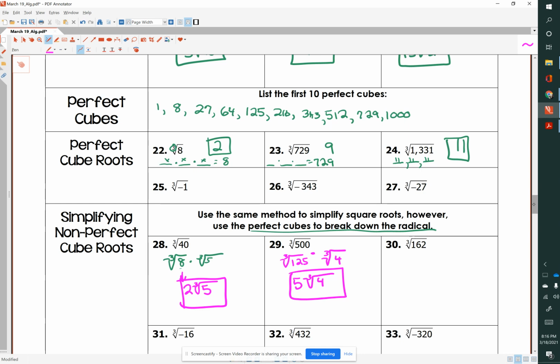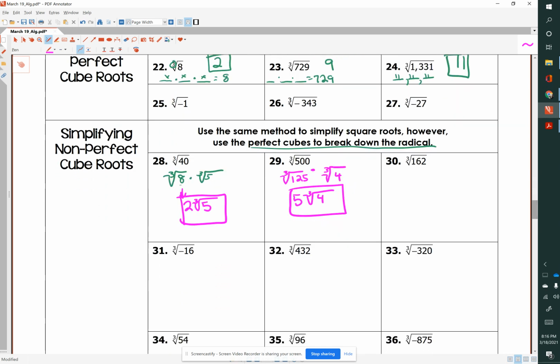So again, you will need calculators for doing this. The cube root of 162 can be thought of as the cube root of 27 times the cube root of 6. Well, the cube root of 27 is 3, so we would have 3 times the cube root of 6.